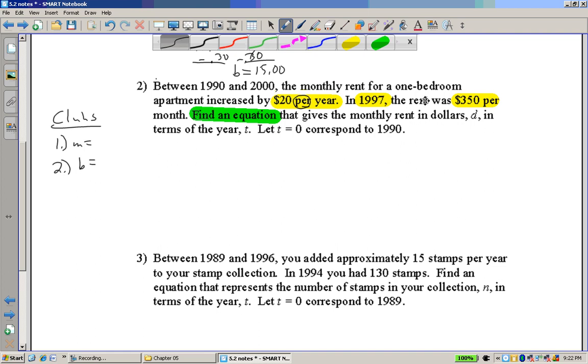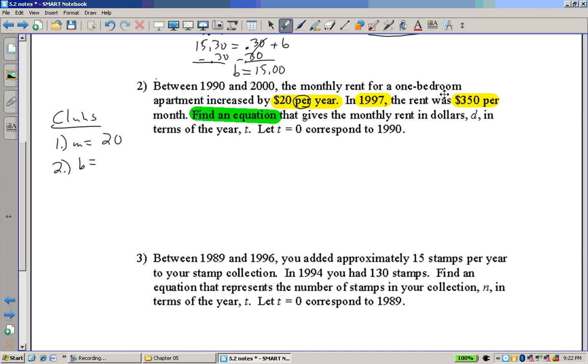Now let's take our information, our data, and make something meaningful and useful out of it. $20 per year. It's increasing by $20 per year. See, this is a change over time. It's a rate. So this is definitely my slope. Why? Because it's changing every year. It's increasing by $20 per year. It's telling me over time what's happening. And that's a perfect description of what the slope should represent in a word problem.